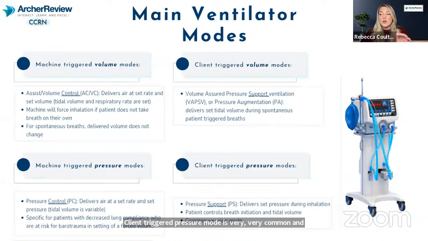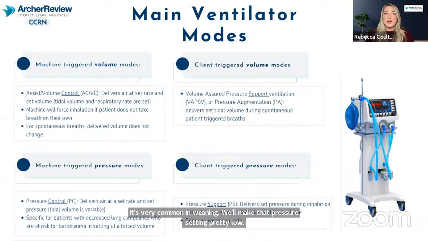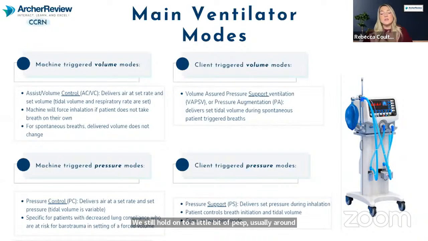This client triggered pressure mode is very, very common, and it is our weaning mode on the ventilator. It's known as pressure support. It's going to deliver a set pressure during inhalation, and the patient is going to trigger their own breath. Again, it's very common in weaning. We'll make that pressure setting pretty low. We still hold on to a little bit of PEEP, usually around 5, and we'll say this patient is now on pressure support of 5/5, which means we are just supporting their inhalation with a little bit of pressure. We're going to give them 5 of pressure and 5 of PEEP.